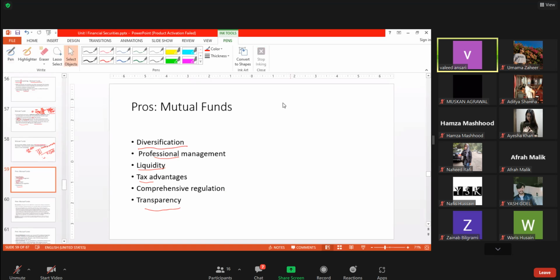I will explain to you without going to those slides. Diversification, you will appreciate when I have discussed this, is the benefit of large investment in a small investment. Diversification's basic adage is, do not put all your eggs in one basket.